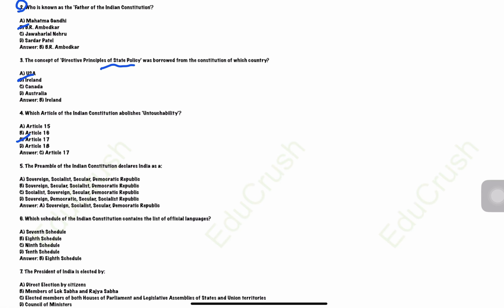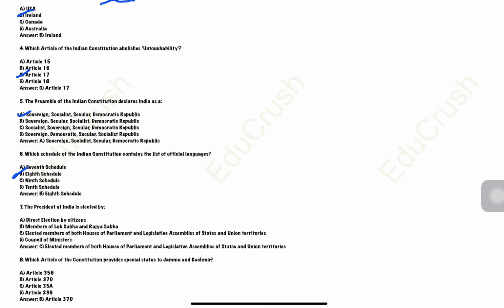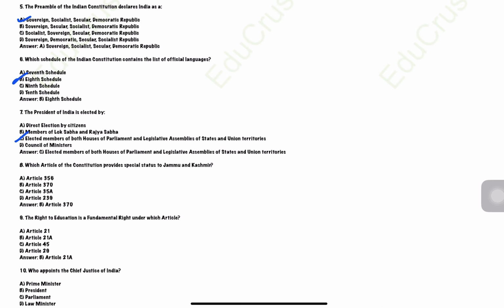The Preamble of Indian Constitution declares India as a sovereign, socialist, secular, democratic republic. Which schedule of Indian Constitution contains the list of official languages? 8th schedule. The President of India is elected by elected members of both houses of parliament and legislative assemblies of states and union territories. Option C is the correct answer. Next, which article of the Constitution provides special status to Jammu and Kashmir? Article 370.